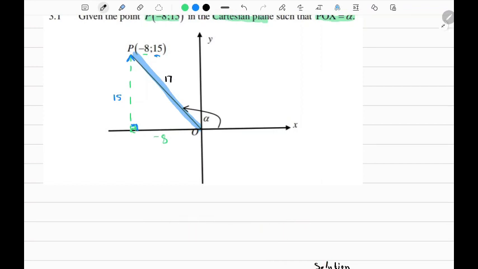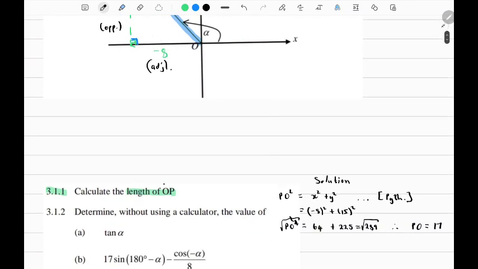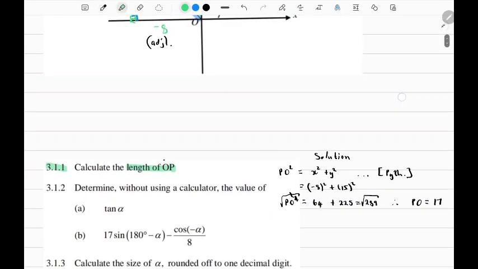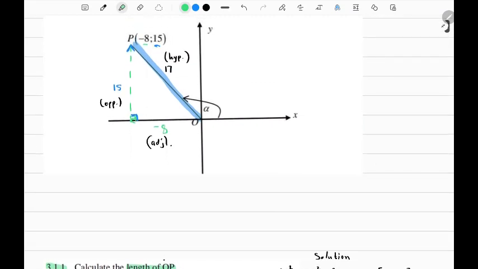So now we have, with respect to the angle alpha, the adjacent side. And just note this, we have the opposite side, and we have the hypotenuse. So now we can apply our trig ratios. So let's check 3.1.2. 3.1.2 says determine without using a calculator the value of tan alpha. So let's have a look at tan alpha.